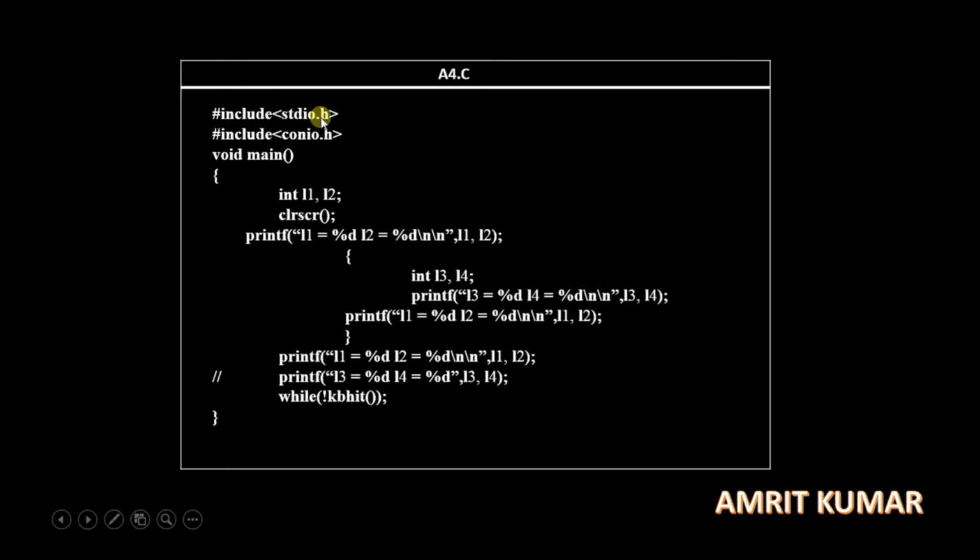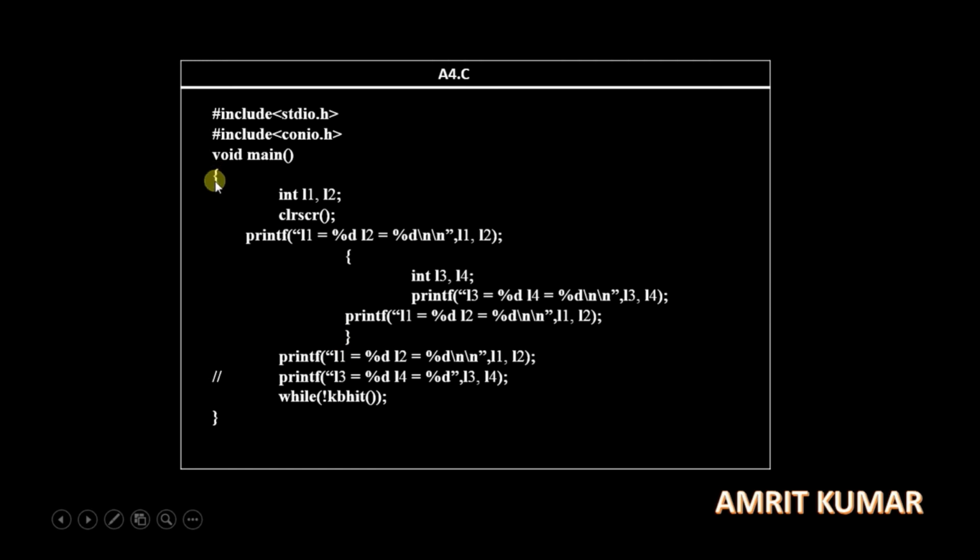So this is the hashtag include stdio header file and conio header file. I have told you about the standard input output header file and the console input output header file. After that we have declared a main function whose return type is void, meaning empty. Then I have opened the curly braces. If I ask you what is the life period of I1 and I2, we can say it is within this curly braces. If I ask what is the lifespan of I3 and I4, you must answer that it is within these curly braces.